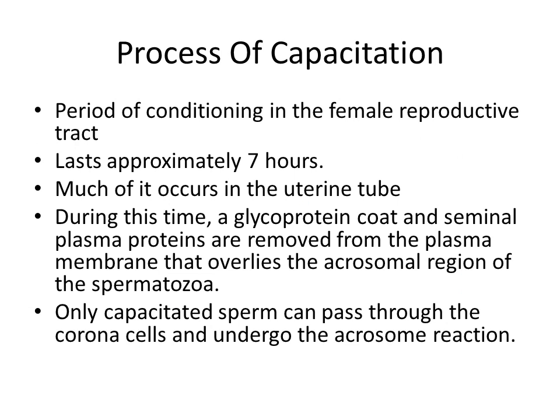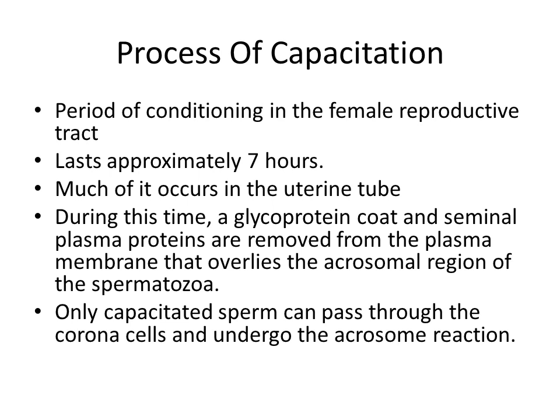So what is happening with the sperms in the female reproductive system is that they have to undergo the process of capacitation, which is a period of conditioning in the female reproductive tract. It lasts about 7 hours, and much of it occurs in the uterine tube. During this time, the glycoprotein coat and seminal plasma proteins are removed from the plasma membrane that overlies the acrosomal region of the spermatozoa. Now this adding of the glycoprotein coat occurred in the epididymis part of the male reproductive system, and the process was called decapacitation.